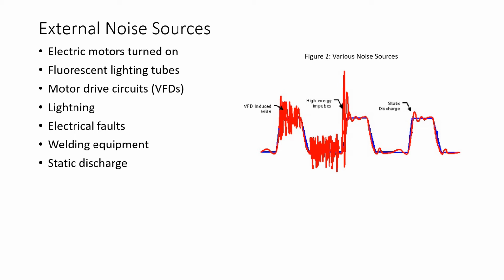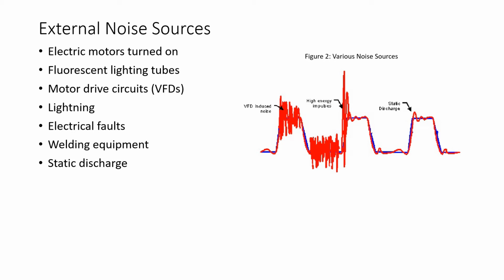Now, one of the largest sources of external noise is due to fluorescent lighting tubes. Understand that current's flowing back and forth through a fluorescent lighting tube, and this energy can be transferred through space, through the air, into our circuits. And this is particularly troublesome because that energy is at 60 hertz, the same frequency as our voltage source or our line power.